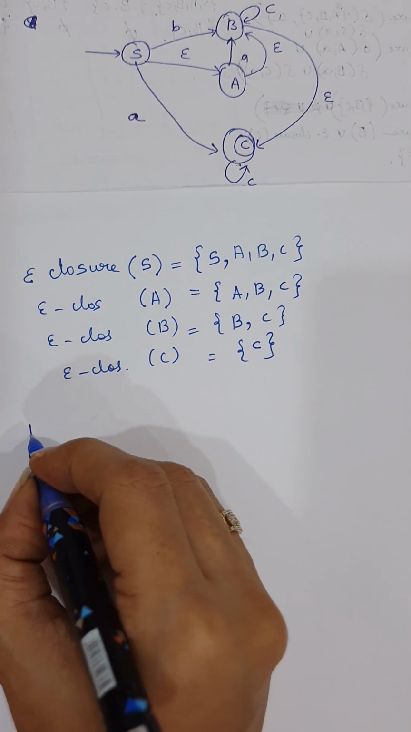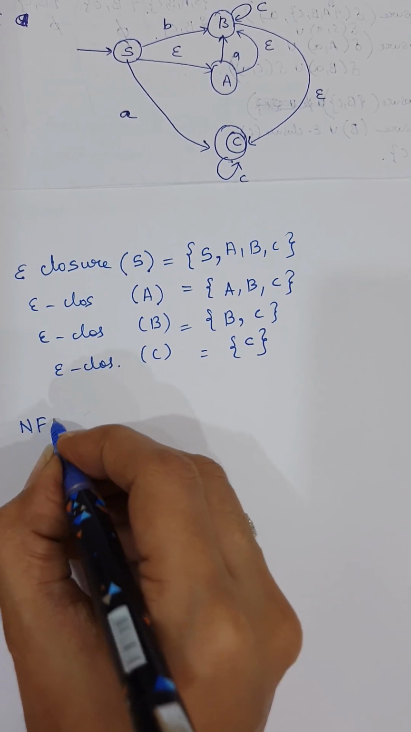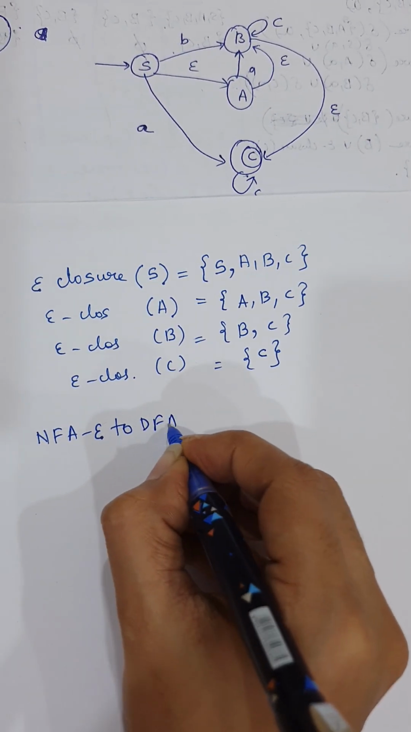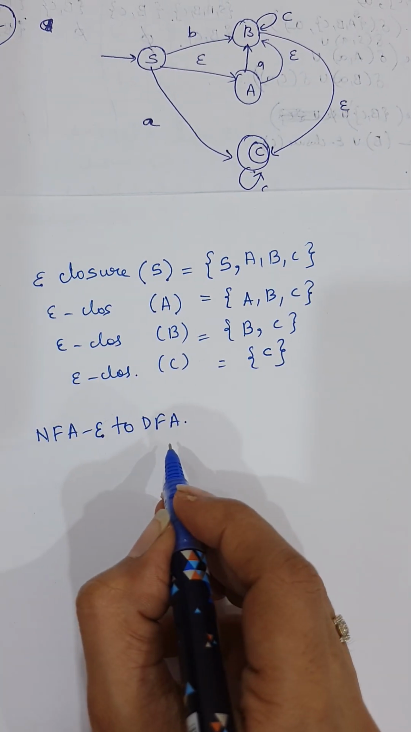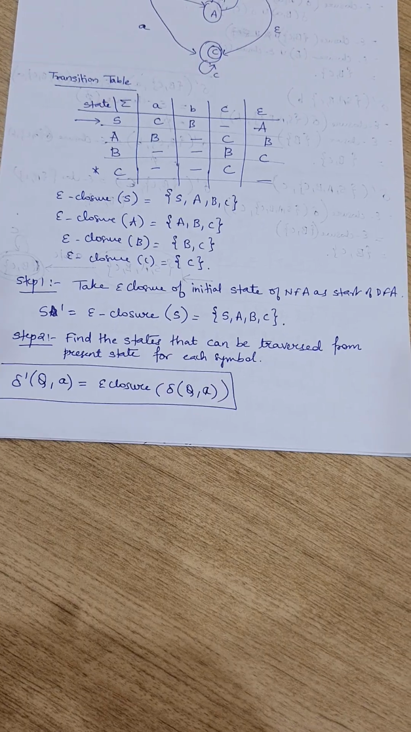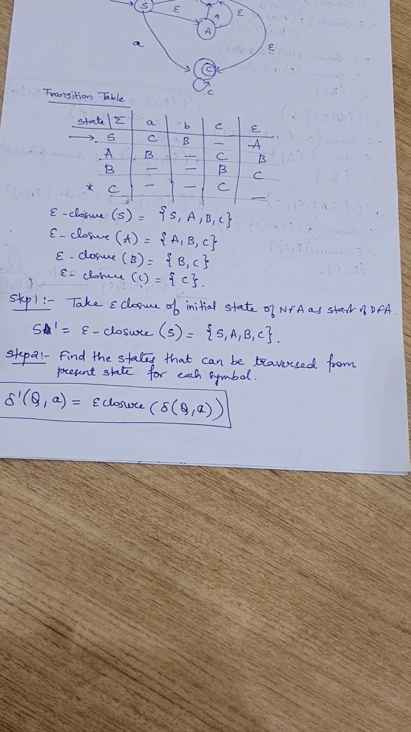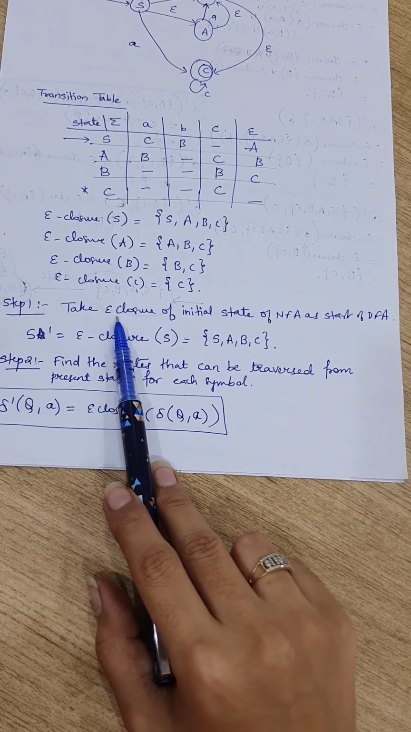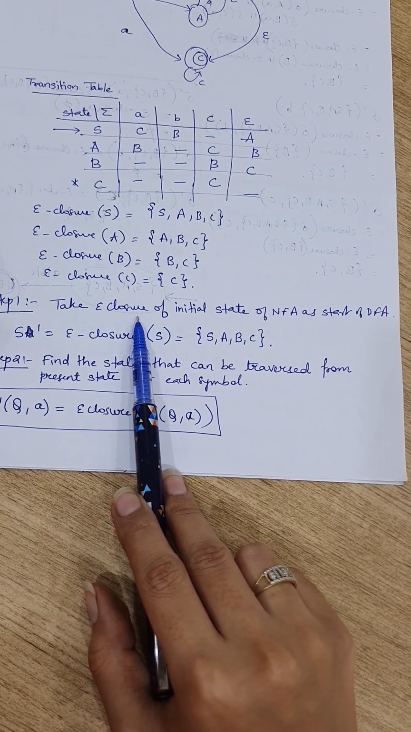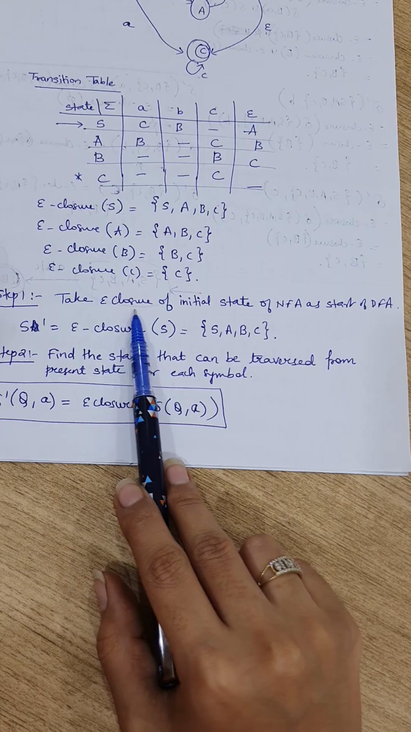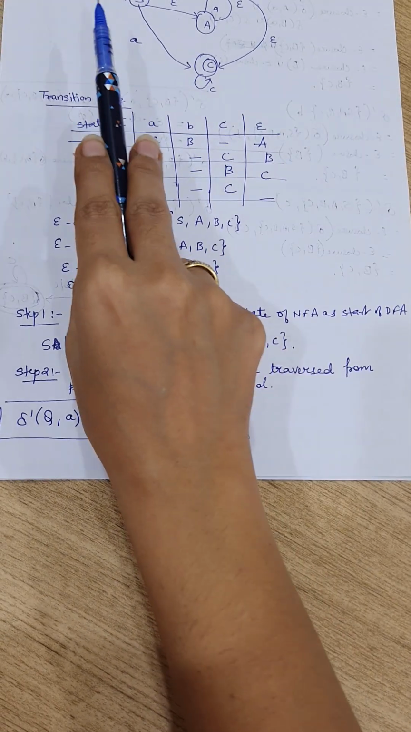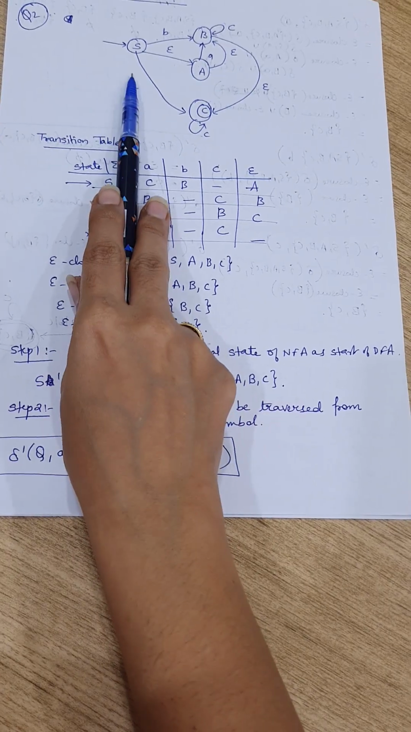Next step is to do the conversion of NFA with epsilon to DFA. Now we'll see the different steps that need to be followed for this conversion. The first step here says that to find the initial state of DFA, we have to consider the epsilon closure of the initial state of the given NFA. So in the given NFA, the initial state was S.